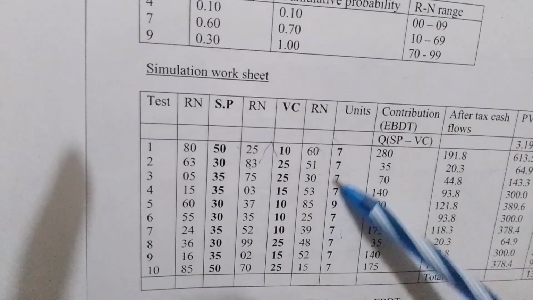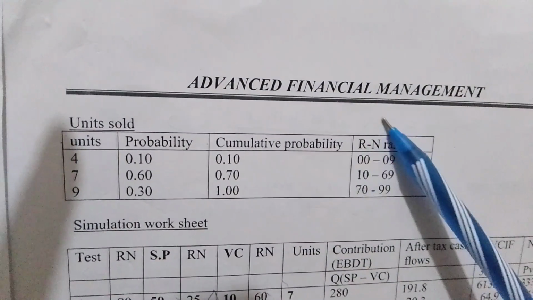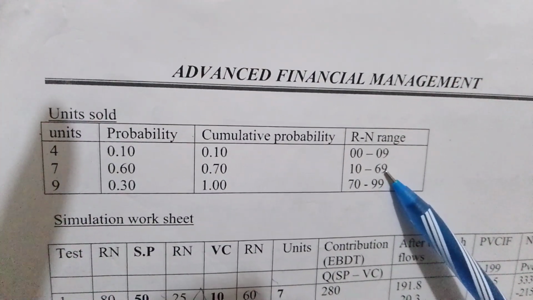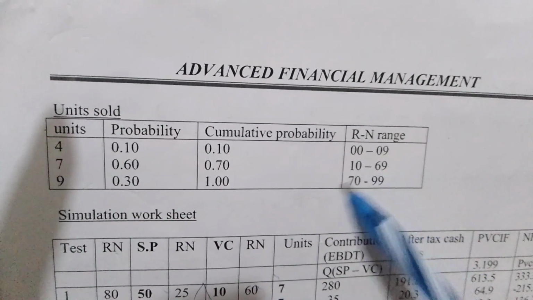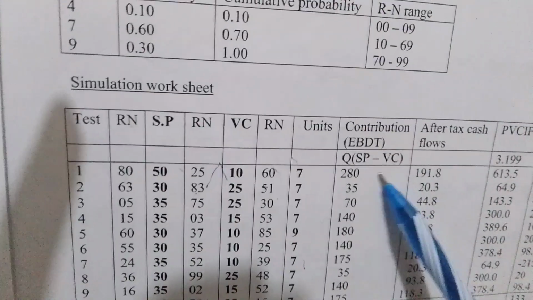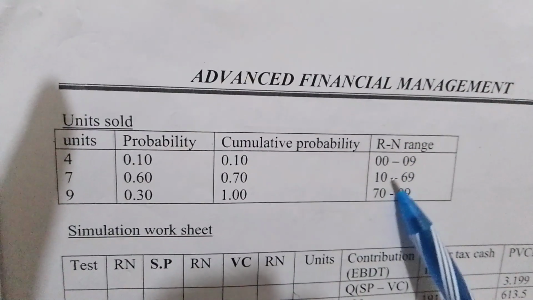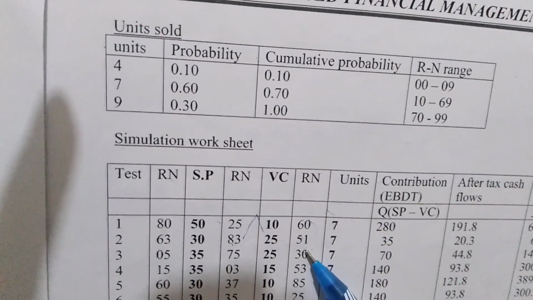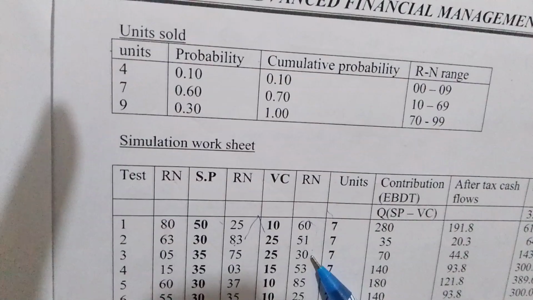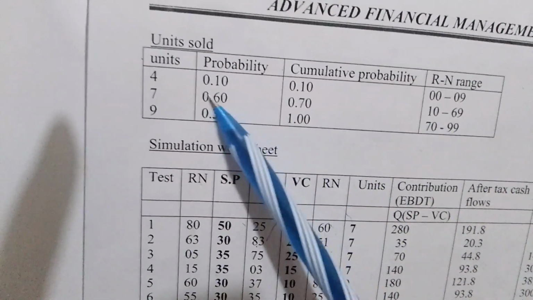You ask yourself, 60, how many units? You're looking at the random number range. 60 is between 10 and 69. So how many units? 7. So 7 will be here. Next, 51 is between 10 and 69. So you use 7. The rest you do the same. If it is 30, you look at random number 30. 30 is between 10 and 69. You use 7.